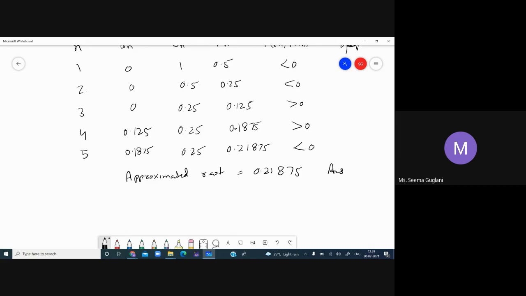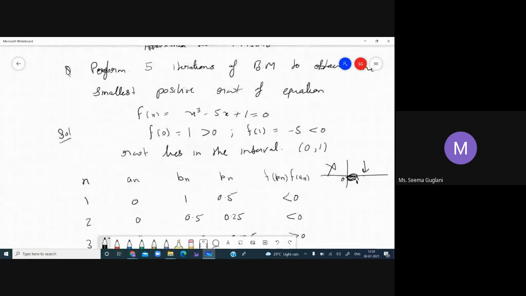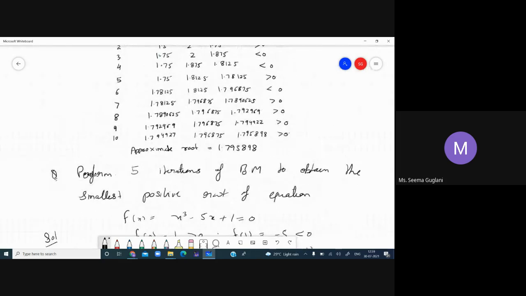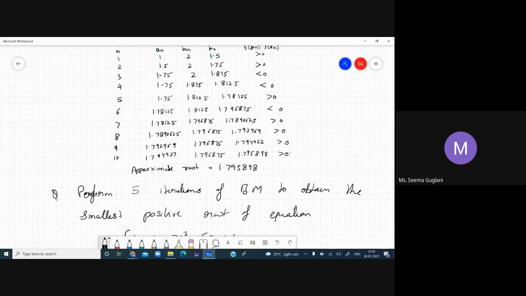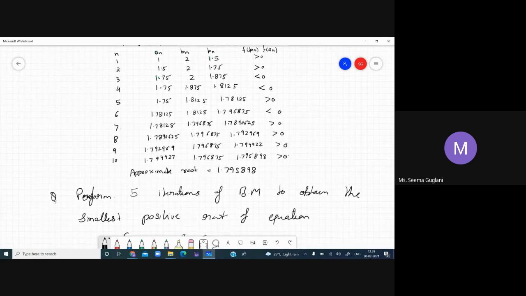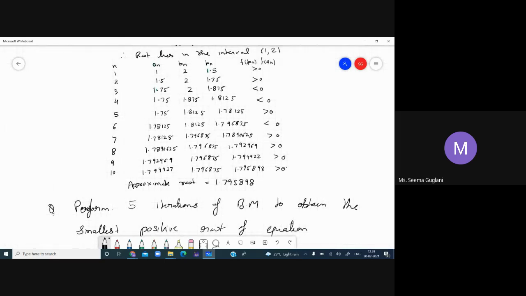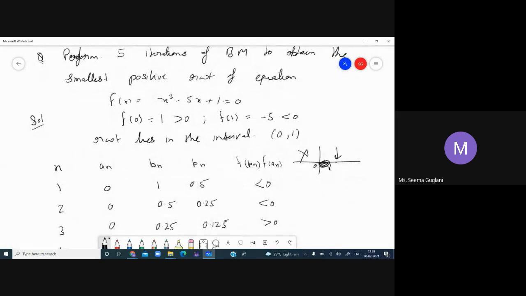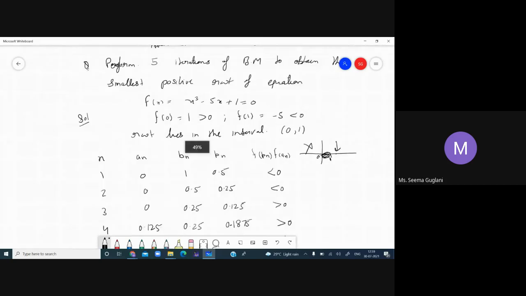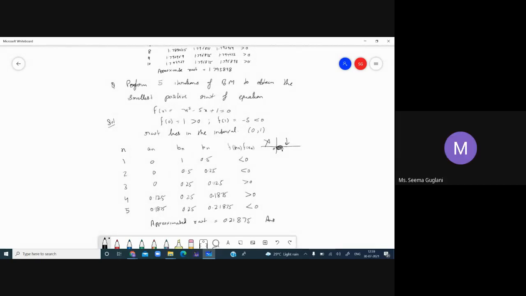So such types of questions would be asked in the examination. Clear? Earlier I showed you the 10 iterations just to visualize that as we go toward a higher number of iterations, our answer comes closer to the exact root. But in the exam, they would not ask you for more than 5. Clear? Yes, ma'am. So you can go through this question. If you have any query, you can ask.